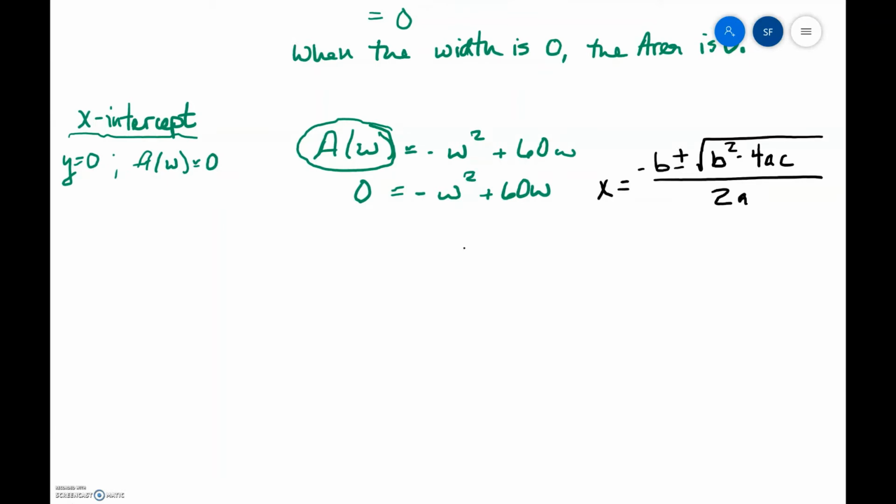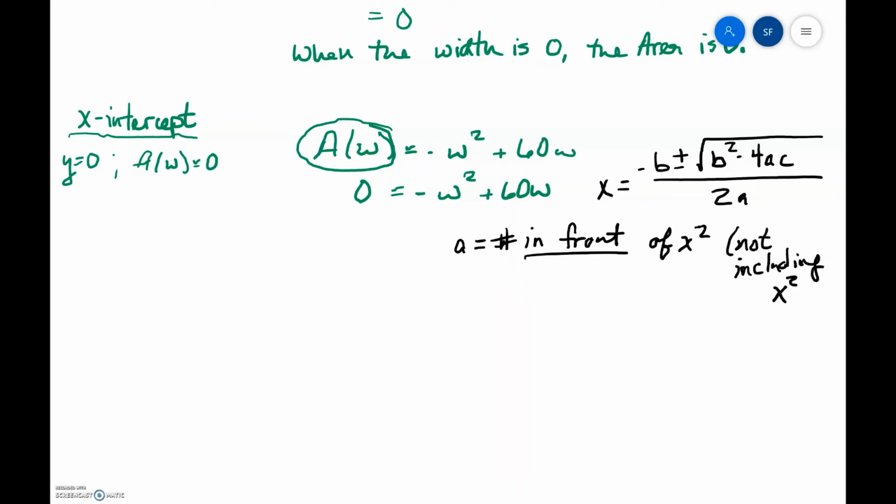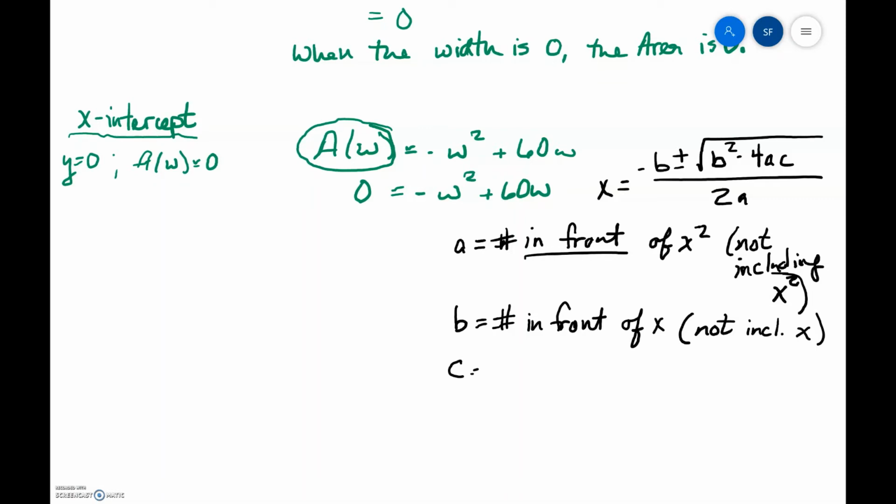So remember, the A is the number in front of the x squared, not including the x squared. And B is the number in front of the x, not including x. And C is the number by itself.